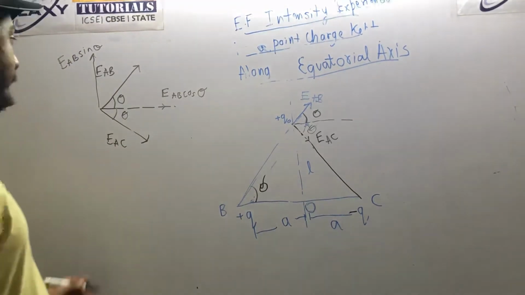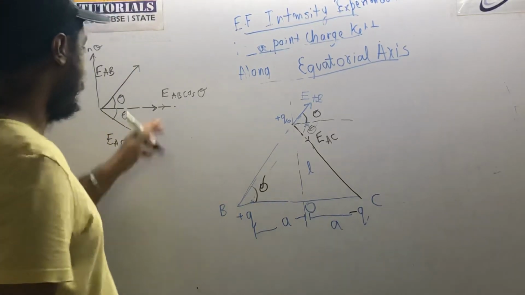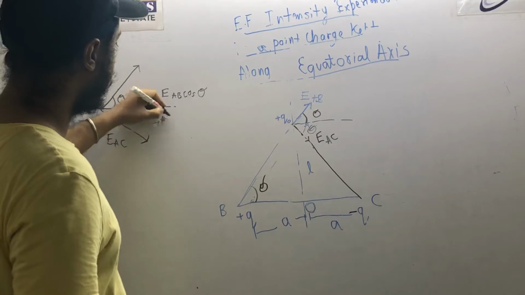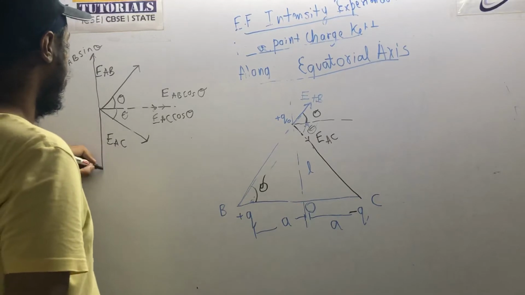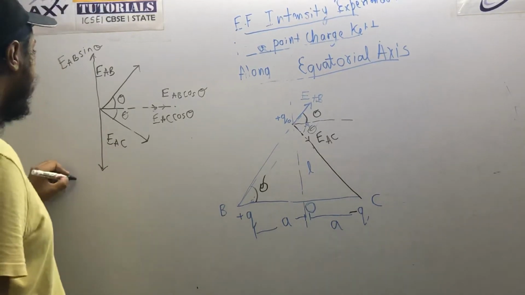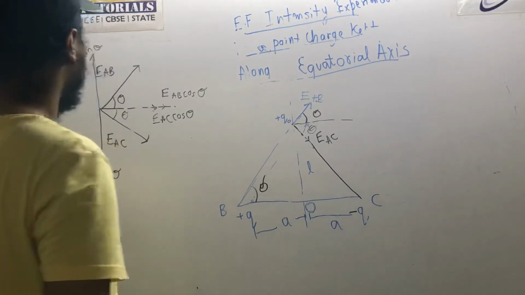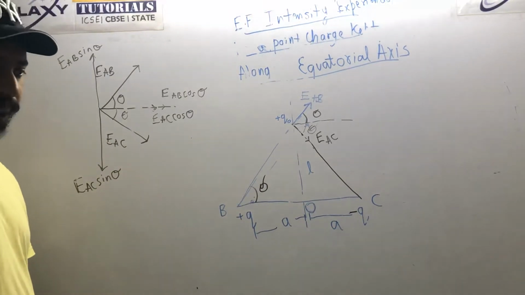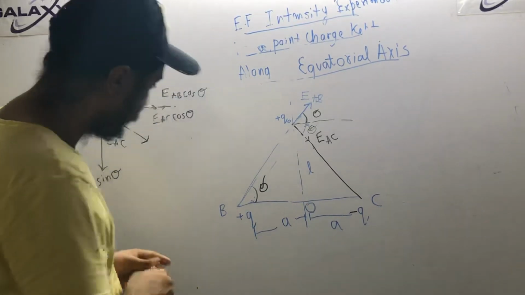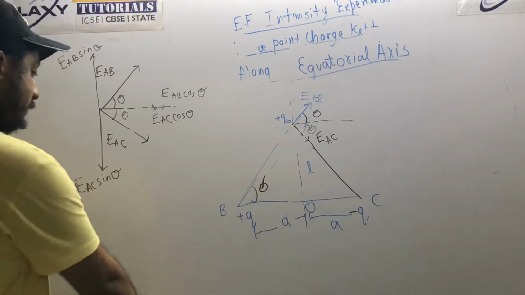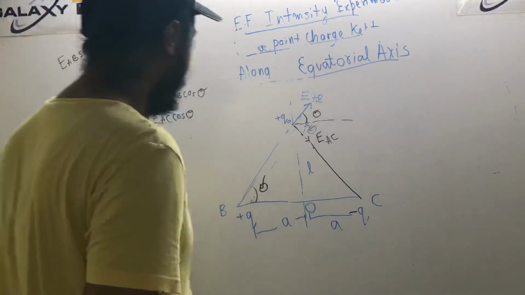Now due to EAC, there will be a component along this axis, that will be EAC cos theta, and there will be a component along this direction, that will be EAC sin theta. Now what I am going to do is, we will find the value of EAB and EAC first.